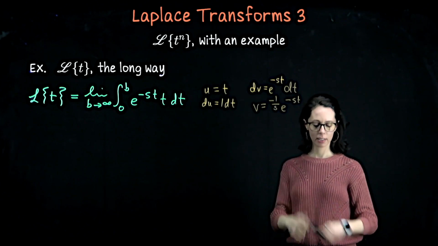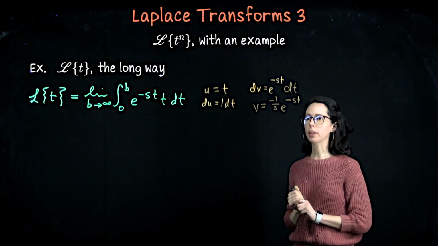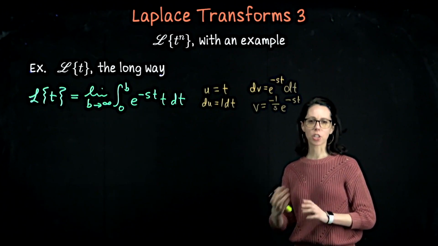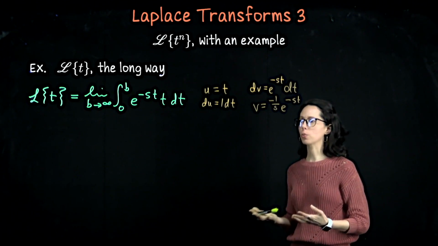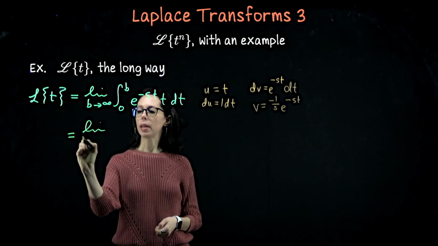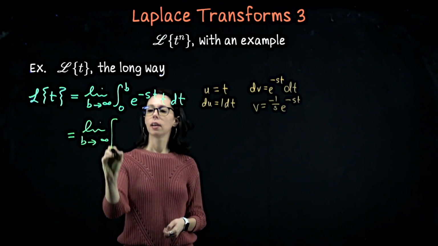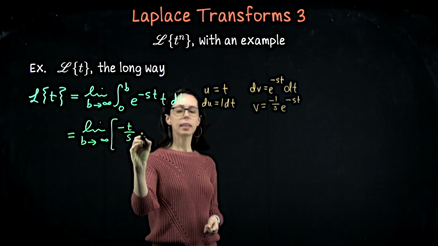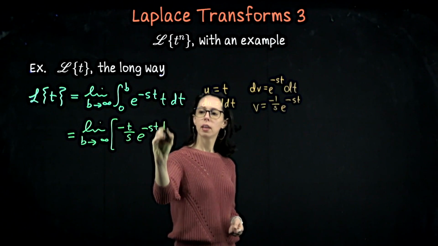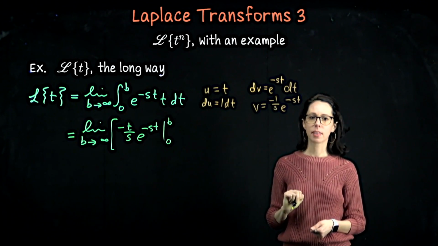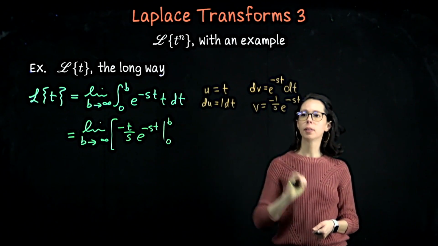Okay, let's switch this over now using integration by parts. With integration by parts, you're not changing variables. There's no bounds to change or anything like that. With u substitution, it's just a way to rearrange this integral in terms of other expressions. So we'll have the limit as b goes to infinity of u times v, so negative t over s, e to the negative st, evaluate that from 0 to b, minus the integral of v du.